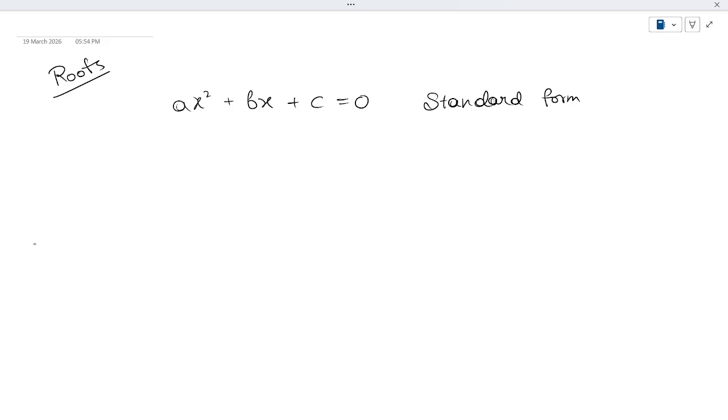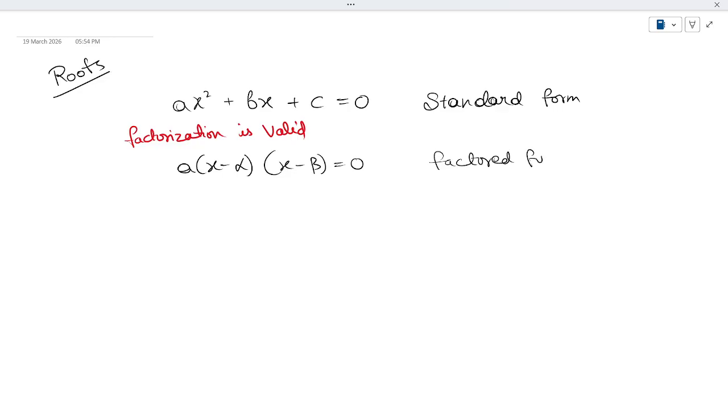So, if I assume that factorization is valid here, we can write the same equation in the factored form, that is a(x minus alpha)(x minus beta) equals to 0. This is your factored form, and here alpha and beta are your roots. What is roots? Roots are the value of x that makes the equation 0.